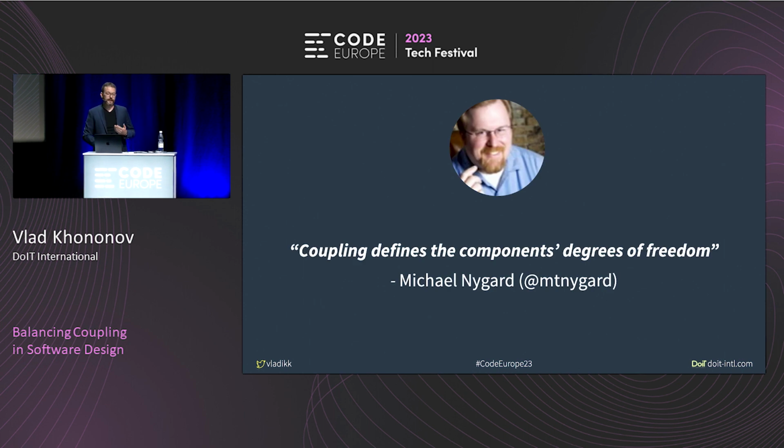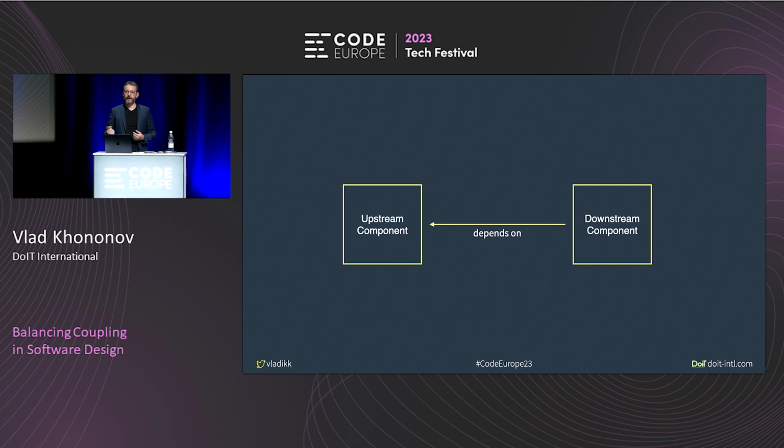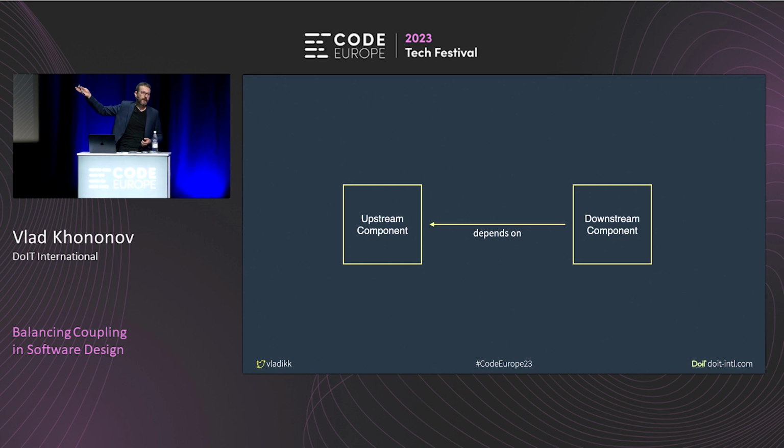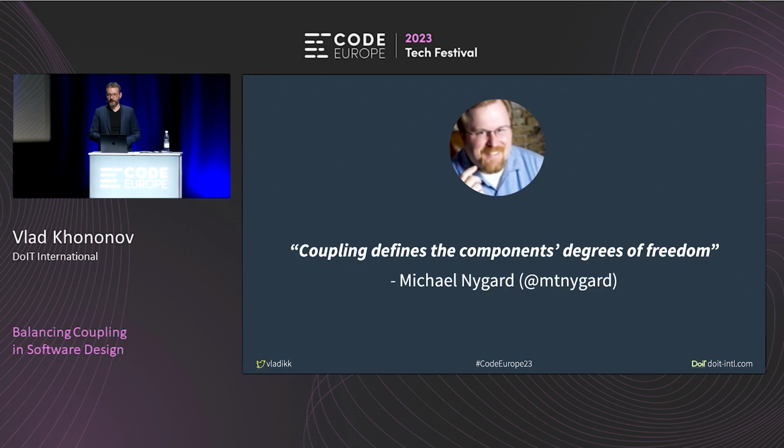As Michael Nygard says, coupling defines the components' degrees of freedom, how freely the components are able to change without affecting other parts of their systems. In other words, coupling defines what changes we can make in the upstream here without being afraid to break integrations with downstream components, other components that depend on it. The interfaces that are used for integration have to enable some movements or changes, but they also have to prohibit others.